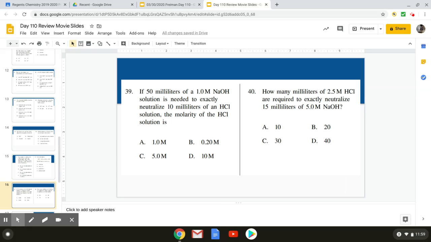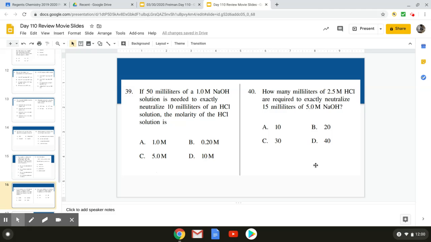39, if 50 milliliters of 1 molar NaOH solution is needed to exactly neutralize 10 milliliters of an HCl solution, the molarity of the HCl solution is, so you should have your calculator out for this one. This is a Table T question. You look up neutralization or titration. Molarity of the acid times the volume of the acid equals molarity of the base times the volume of the base. You should have had, let's see, the acid side first. So X times 10 equals 1 times 50. 50 divided by 10 is 5, so your answer should have been C, 5 molarity for your hydrochloric acid.